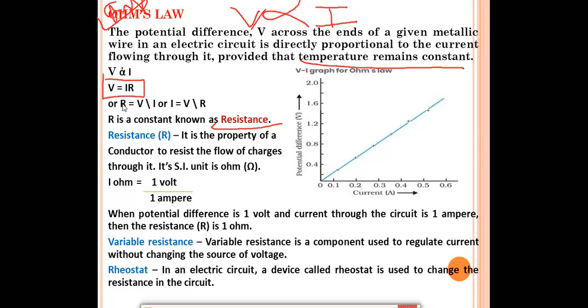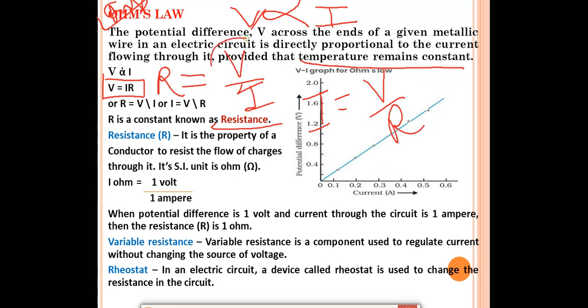We can write two more formulas using this formula. We can write R is equal to V by I, so V divided by I. After that you can write I is equal to V by R. So two formulas you can write.